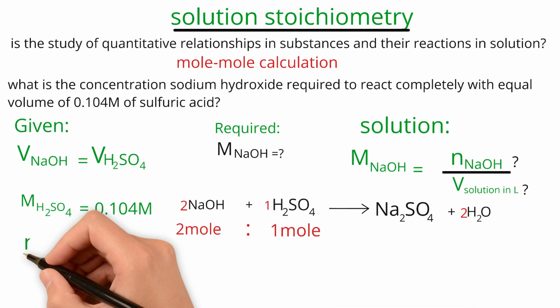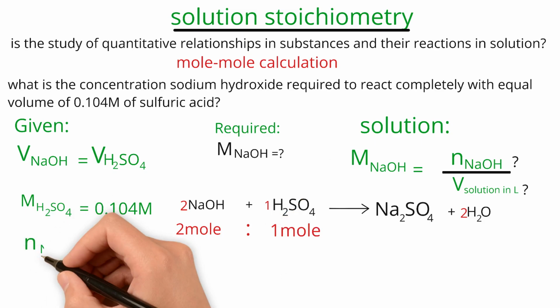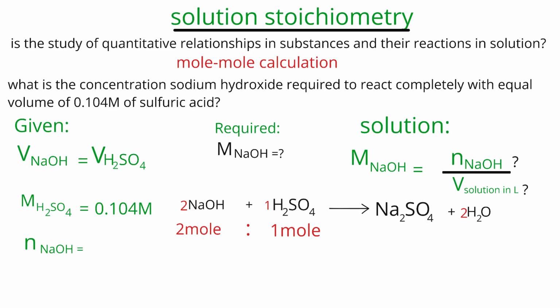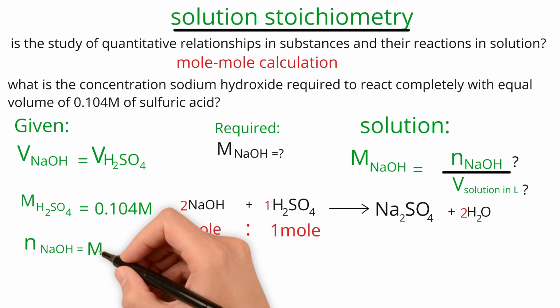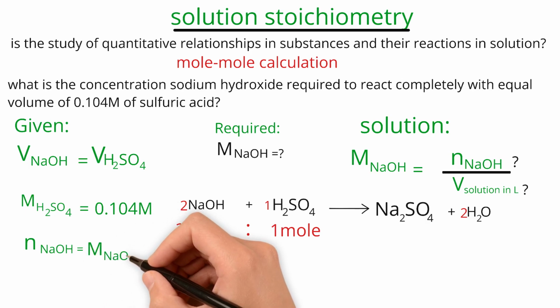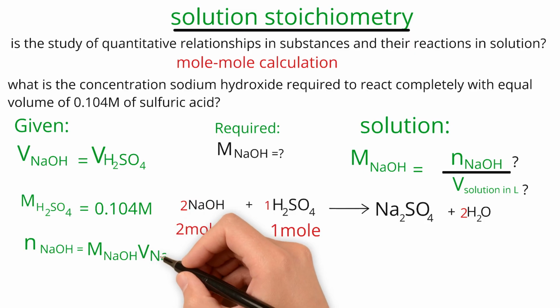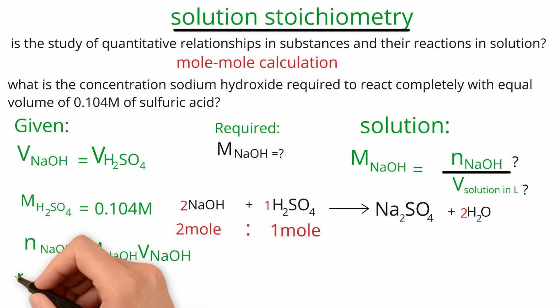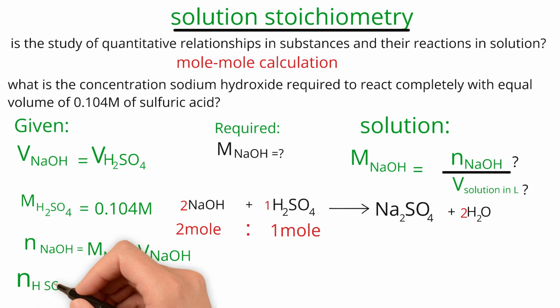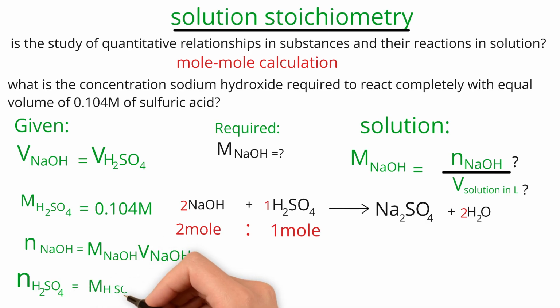Now let us define mole of sodium hydroxide. Mole of sodium hydroxide is equal to molarity of sodium hydroxide times volume of sodium hydroxide. Again, mole of sulfuric acid is equal to molarity of sulfuric acid times volume of sulfuric acid.